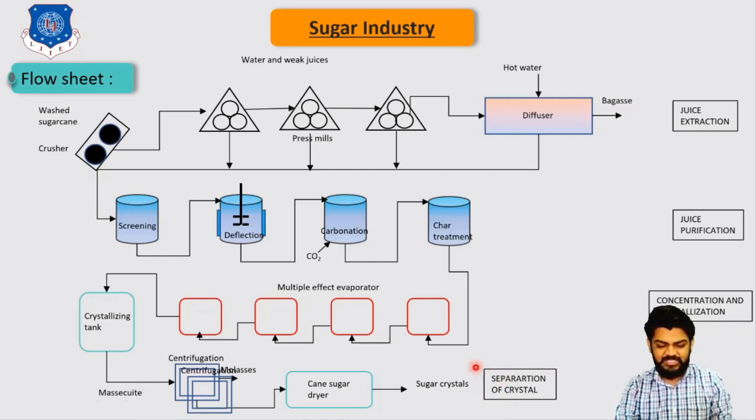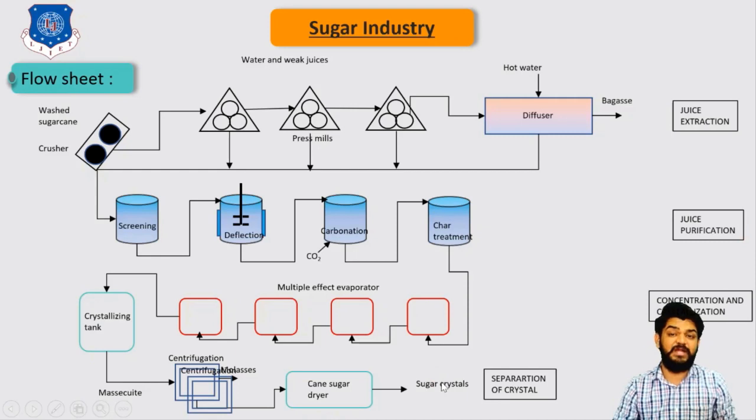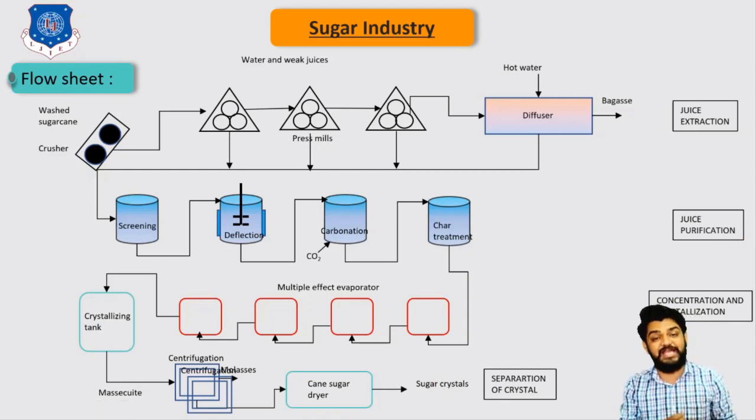This particular section is known as the separation of the crystals, while this section you can see here is known as the concentration and crystallization, right? And this is the juice purification. So this entire process is divided into 4 stages. In the very first stage, we perform juice extraction from the sugarcane. In the second stage, we purify our sugarcane juice. In the third stage, we concentrate sugarcane juice and form crystals. And in the last stage, we separate the crystals.